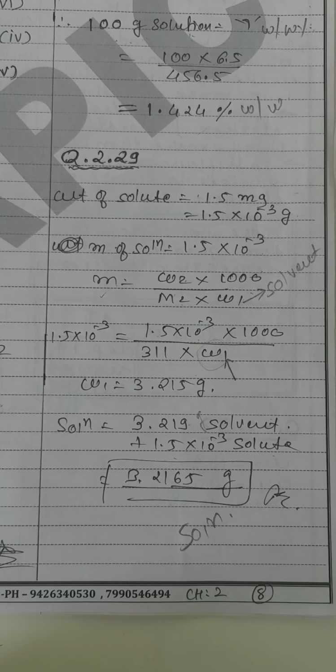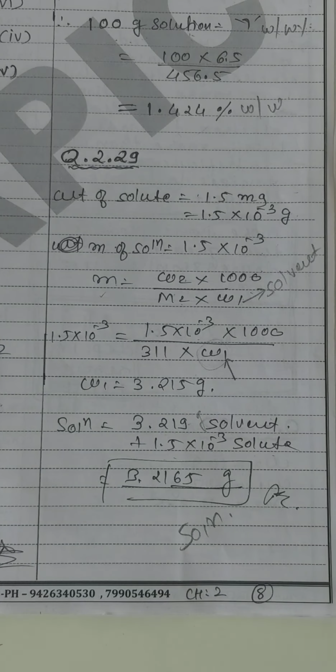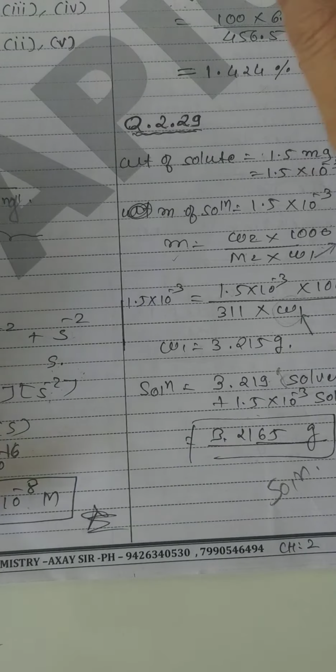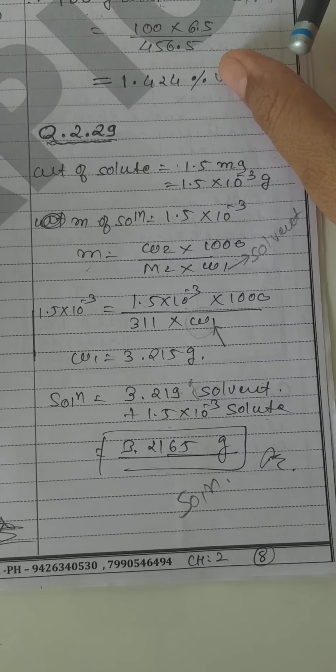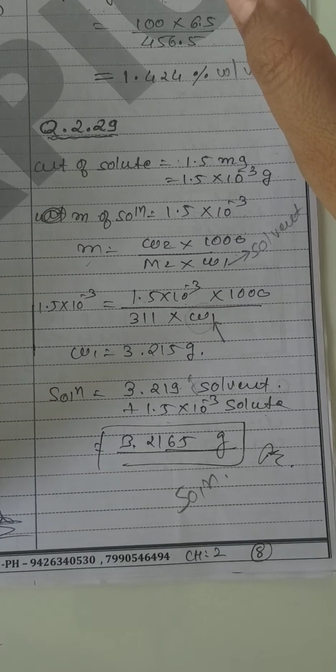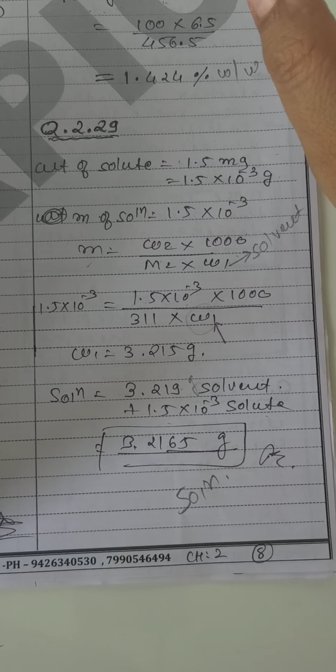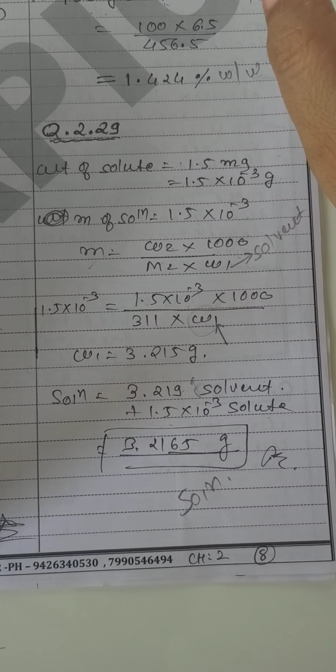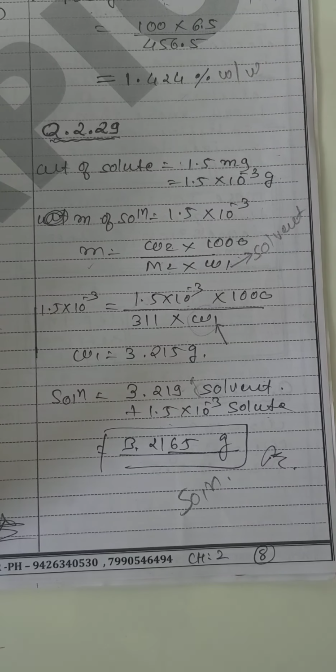Now question number 2.29. Nalorphine, similar to morphine, is used to combat withdrawal symptoms in narcotic users. Dose of nalorphine is generally given as 1.5 milligram. Calculate the mass of 1.5 into 10 power minus 3 molal aqueous solution required for the above dose. Now see, very simple question. One medicine is there, same as morphine, which is a tranquilizer. It is used to combat withdrawal symptoms in narcotic users.